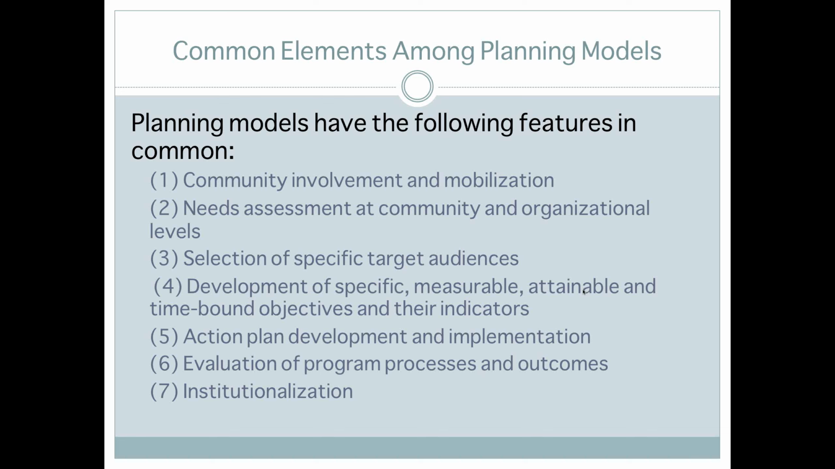You want to have action plan development and implementation, and then after your program is implemented, you evaluate program processes and outcomes so that you can engage in a continuous cycle of quality improvement. Once you have a program that you feel is achieving its effect as efficiently as possible, and for as many people as possible, you then look at issues about institutionalization so that that program becomes sustainable.